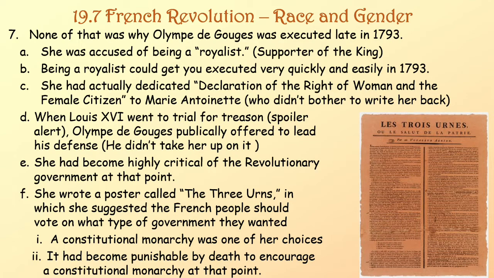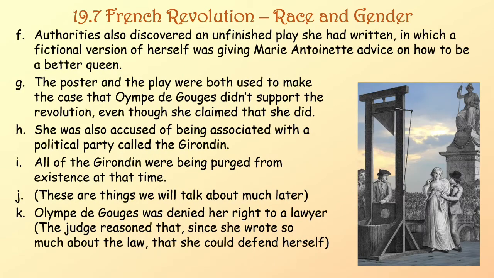She had become highly critical of the revolutionary government at that point. And she wrote a poster, actually, called The Three Urns, in which she suggested that the French people should vote on what type of government they wanted. A constitutional monarchy was one of her choices. Bad choice. It had become punishable by death to encourage a constitutional monarchy at that point. Authorities also discovered an unfinished play that she had written in which a fictional version of herself was giving Marie Antoinette advice on how to be a better queen. And the poster and the play were both used to make the case that Olympe de Gouges didn't support the revolution, even though she claimed she did.